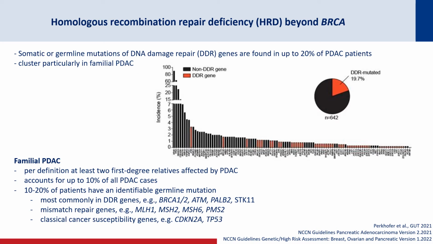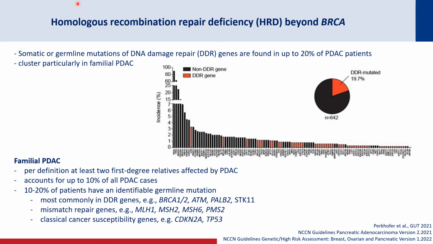Let's take a look at homologous recombination repair deficiency beyond BRCA. Somatic or germline mutations of DNA damage repair genes are found in up to 20% of PDAC patients. The most common DDR mutations are ATM, followed by BRCA1 and 2, and several more. DDR mutations cluster particularly in familial PDAC.